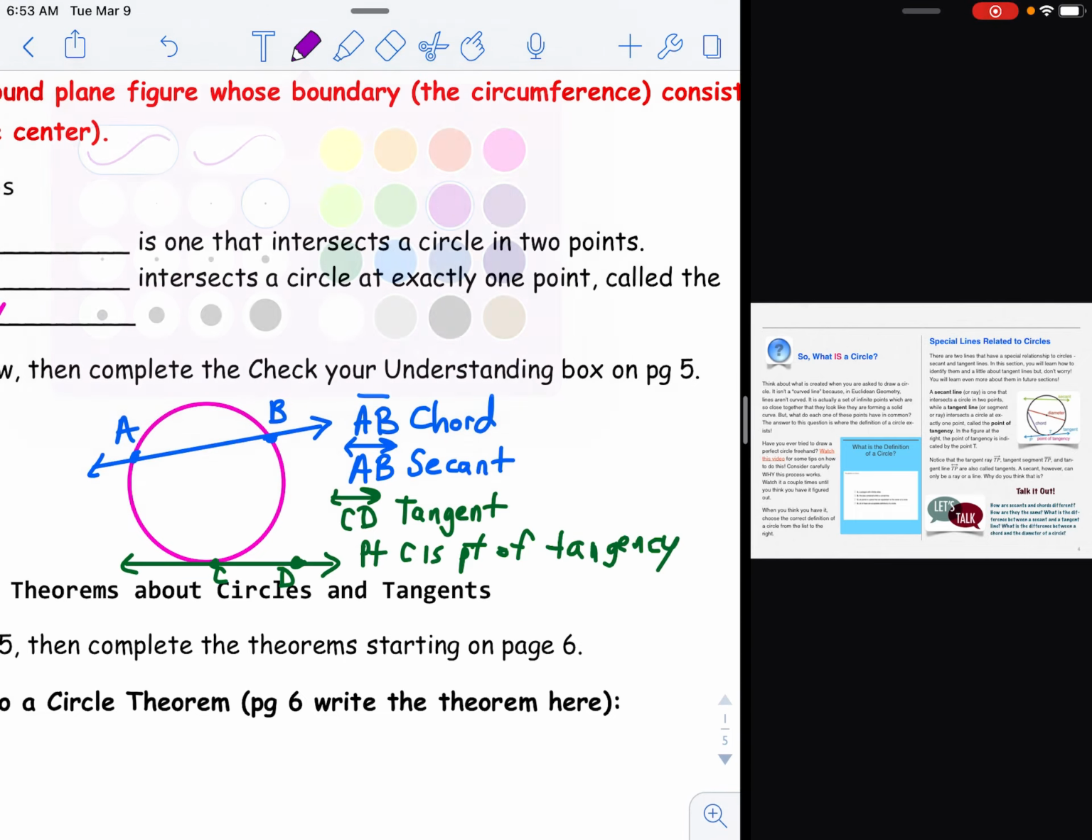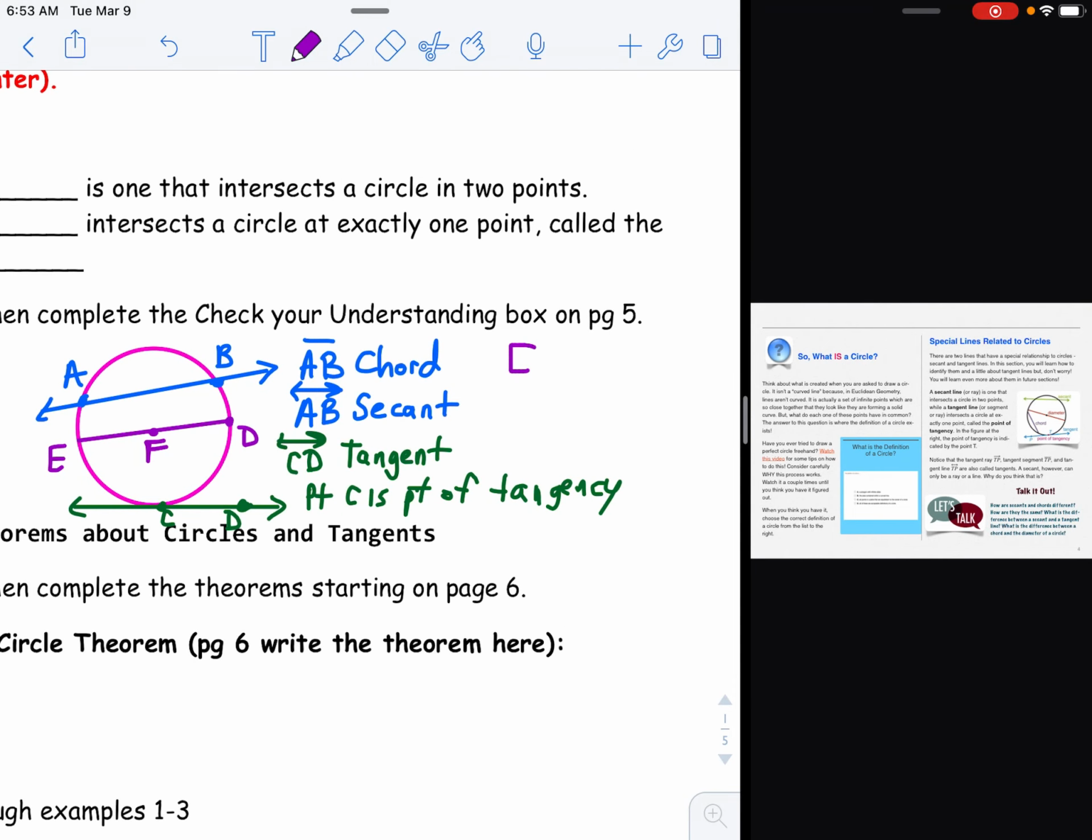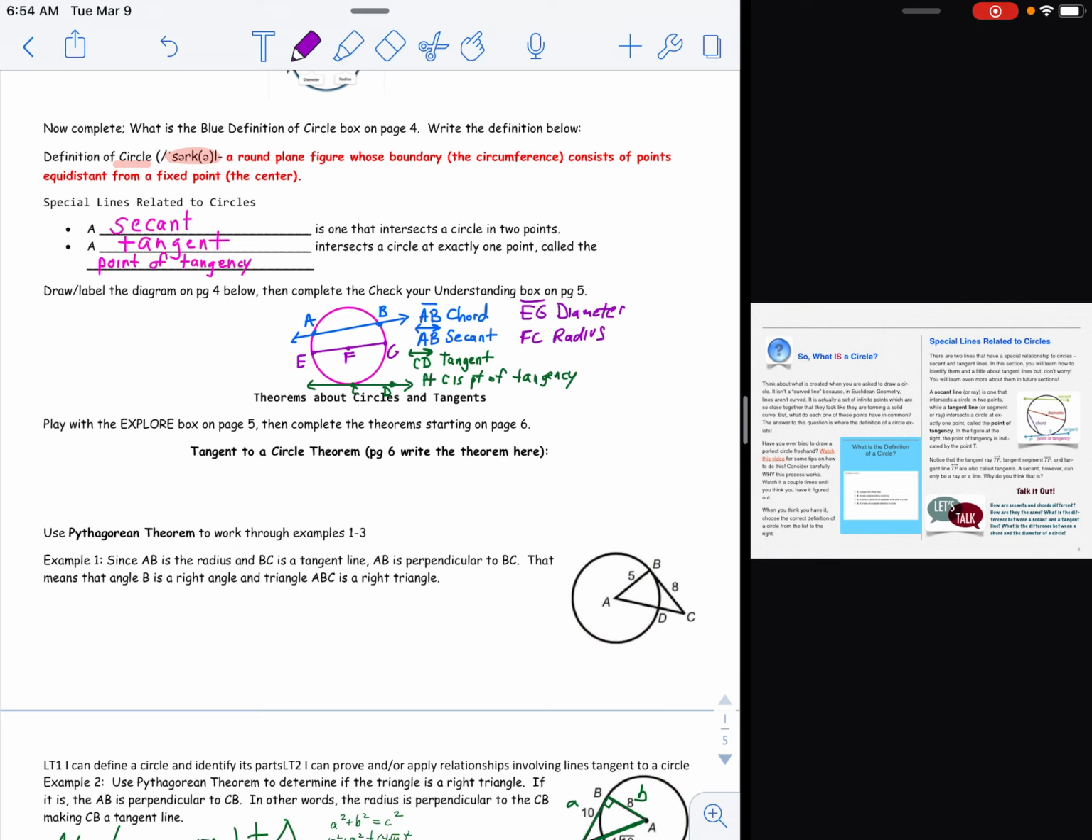All right, and then other things we can just talk about too. Then we'll call it E, F, G. EG is a diameter, while FG is a radius. So just parts of a circle, again, just laying the foundation for some stuff.